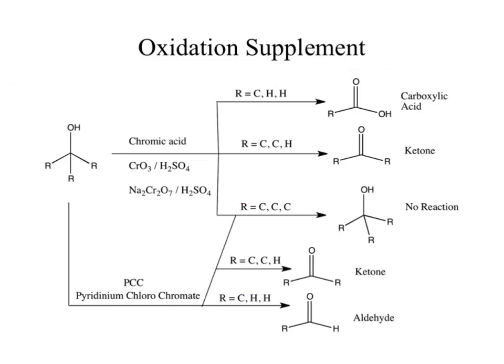Okay? So those R groups are specified in the answer as well, or in the reaction. So if you use chromic acid with that, if your R groups are carbon and 2 hydrogens, what type of alcohol did you start with? A primary alcohol. What happens when a primary alcohol reacts with chromic acid? You get your carboxylic acid. What happens if it's 2 carbons and a hydrogen? Secondary. You have a secondary alcohol, your result.